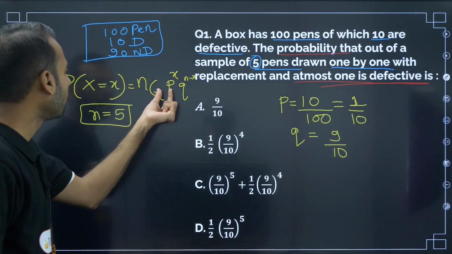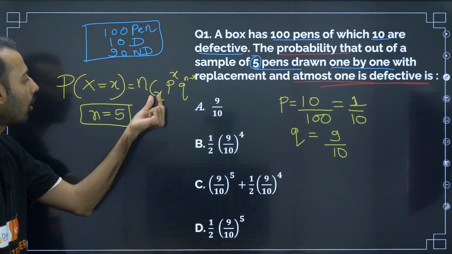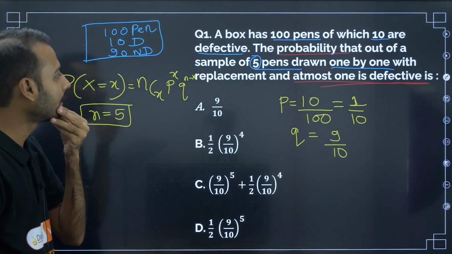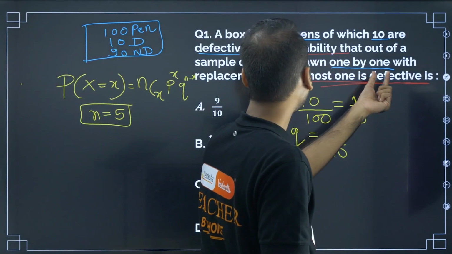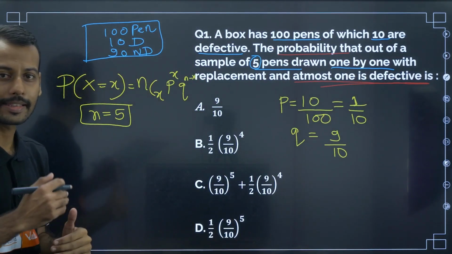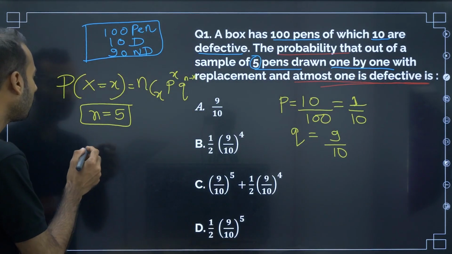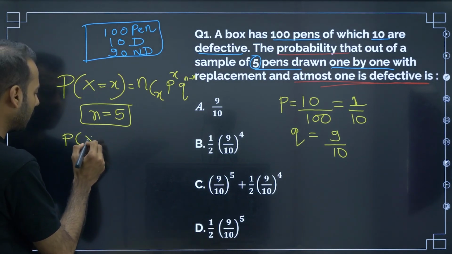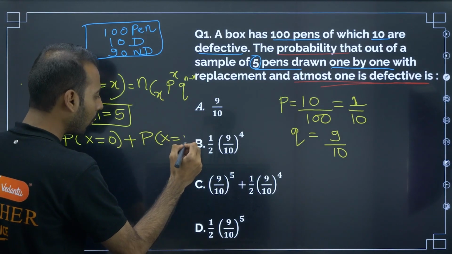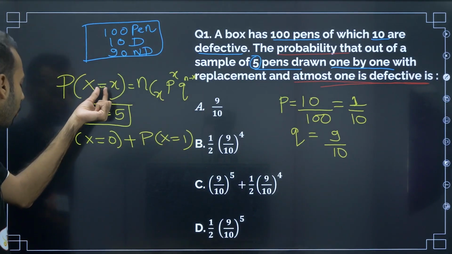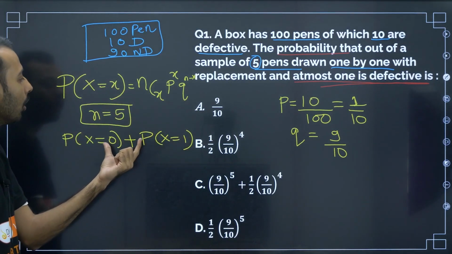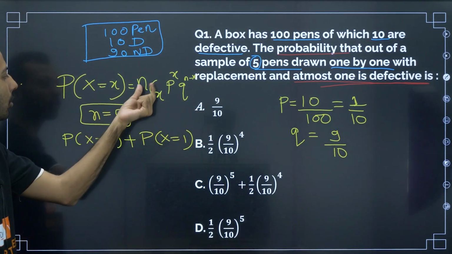Now x is equal to, we already know the n value, we already know the p value and q value, we just have to know the x value. What is this x? If you go through the question, at most one defective, at most means maximum one defective. So can it be 0 defectives? Yes, it can be 0 defectives, or it can be maximum 1 defective. So at most one defective means 0 defective or 1 defective. These two we have to find. Now we just have to substitute this.